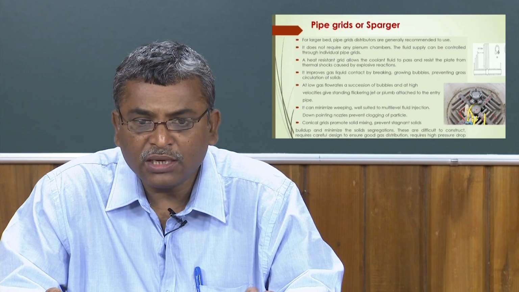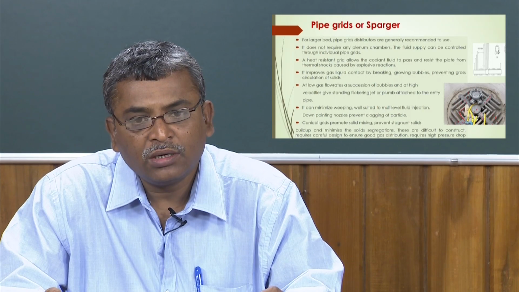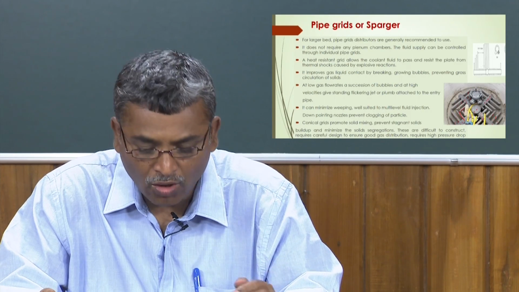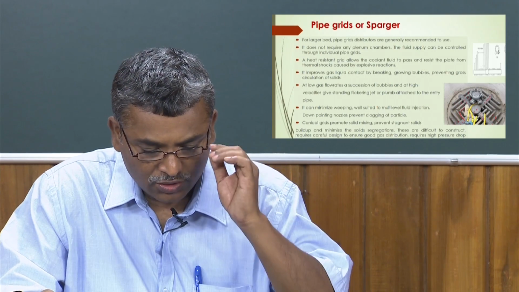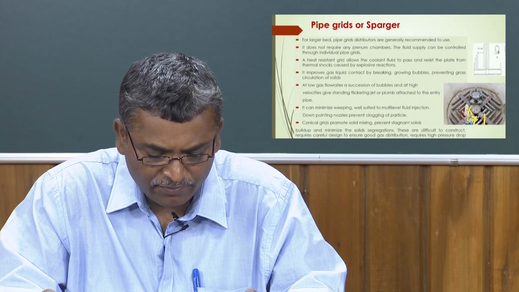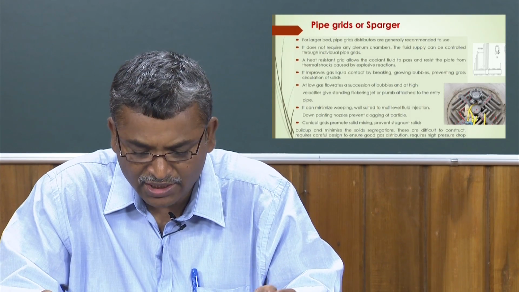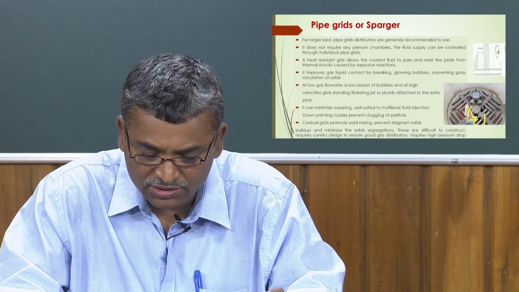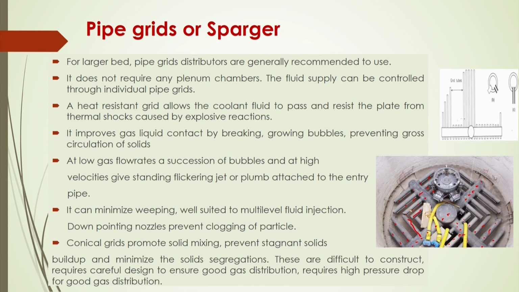Sometimes this type of grid will give you down pointing nozzles, which may prevent the clogging of the particles. And conical grids promote solid mixing and even prevent stagnant solids. So, these are different forms of pipe grid distributors, which have some advantages and disadvantages.